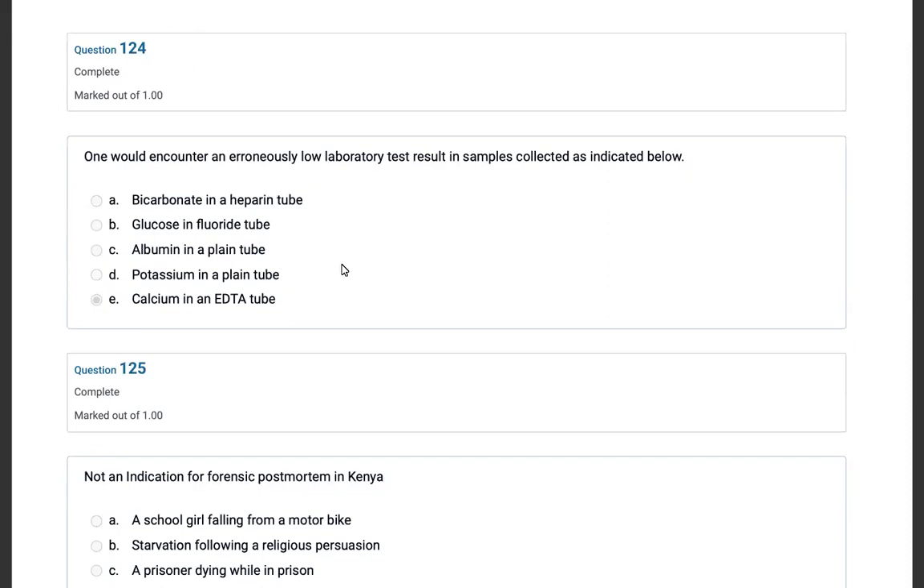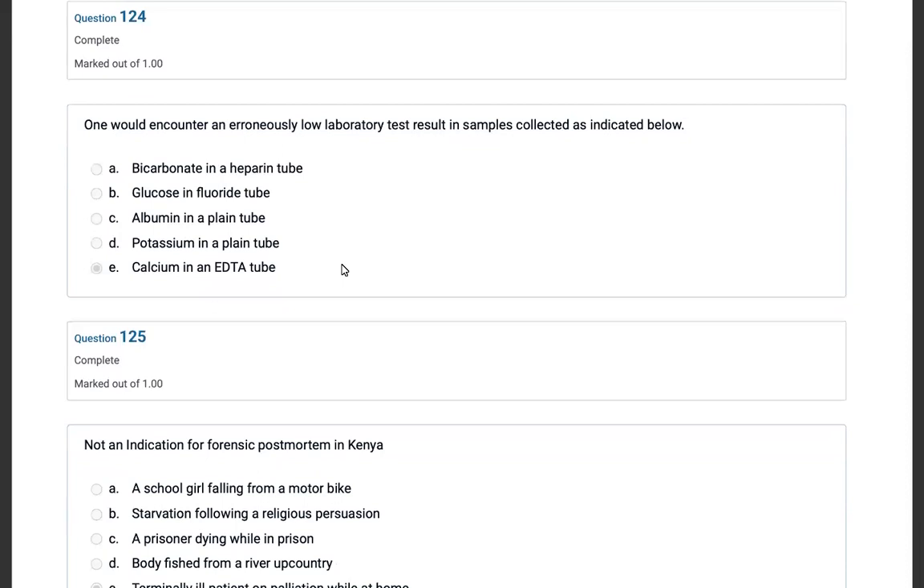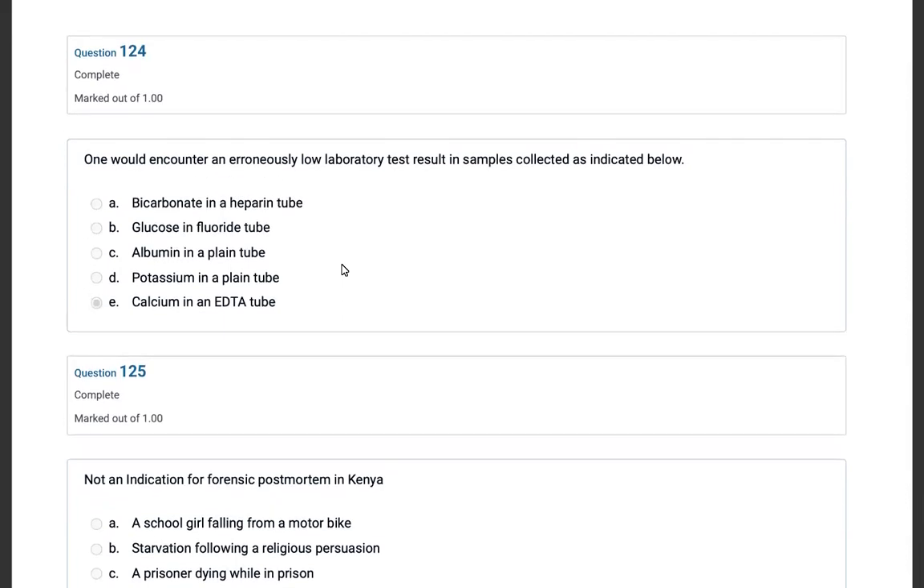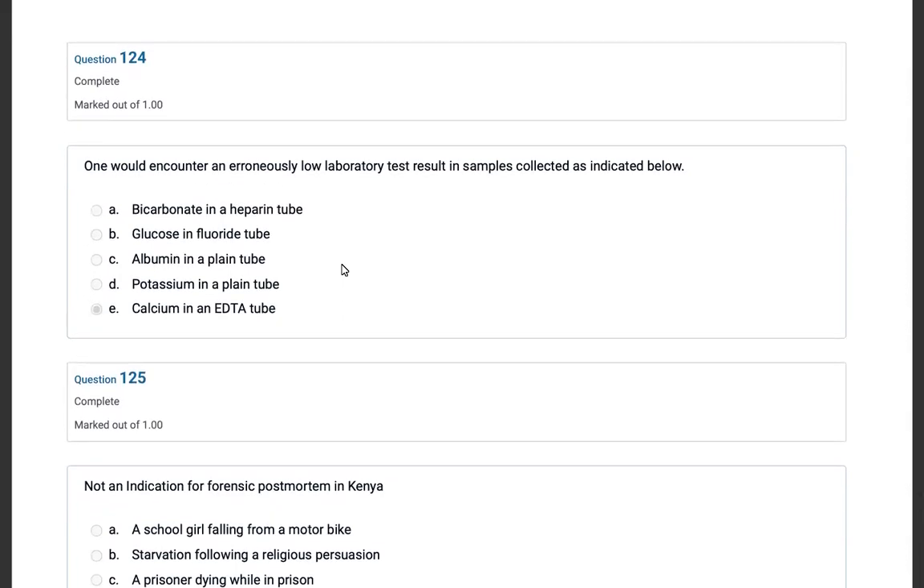One will encounter an erroneous low laboratory result in the following. You know that EDTA, even as an anticoagulant, its function is calcium chelation. So you don't want to measure calcium in a tube where there is chelation and utilization of calcium. You'll definitely have an erroneous result.